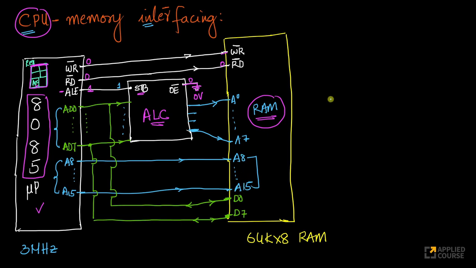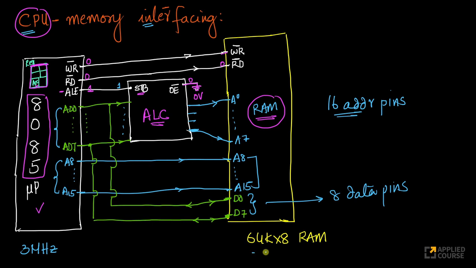Remember, the RAM also has 16 address pins and 8 data pins. Because it has 16 address pins, let's assume that one word equals 1. Because it has 8 data pins, one word equals 1 byte. What is the total size of the RAM itself? Because it has 16 address pins, it is a 64 kilo into 8 RAM. That's the RAM architecture, the capacity of the RAM itself.